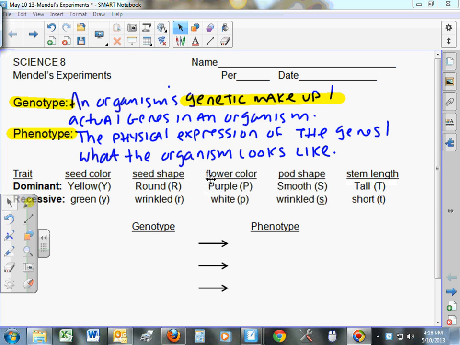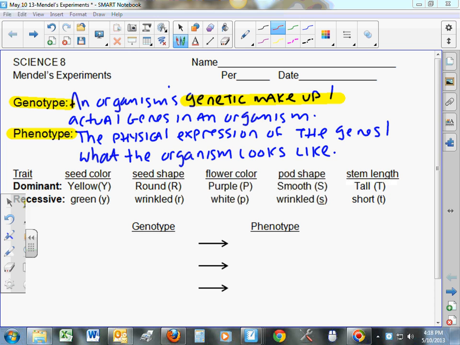Okay, in class we've been talking about Gregor Mendel and his experiments with pea plants in the monastery and the garden that he kept there. And we're going to be using Punnett squares today to look at how we can determine the probability that different traits will be passed on to the offspring. Before we start working through some of those, we need to talk about genotype and phenotype.